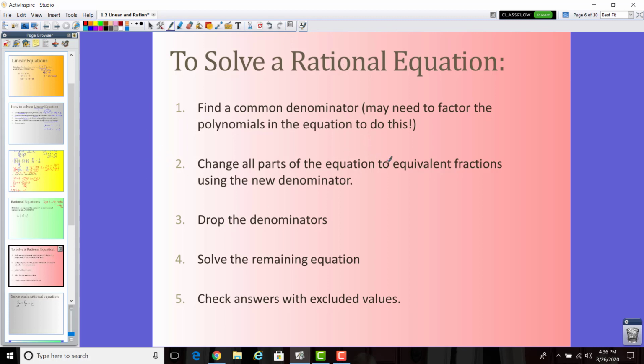We know that if we change the denominator of a fraction, we also have to change the numerator of a fraction to keep it equivalent. So we're then going to determine what I have to multiply the denominator by, and that will tell me what I have to multiply the numerator by so that I get a new equivalent fraction. Once I do this step, I'm going to get rid of my denominators and I will solve the remaining equation. This will be a linear equation.